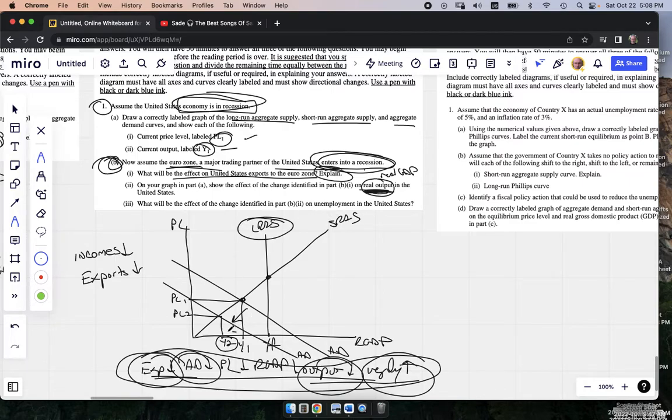We showed the effect of the change with an arrow. When they say show, they're talking about not only showing it with arrows, but also with numbers. We went from Y1 to Y2. That showed what the change was, and then also these arrows showing that shift of aggregate demand. Easy enough. What will be the effect of the change on unemployment? We've already shown what happens to unemployment.